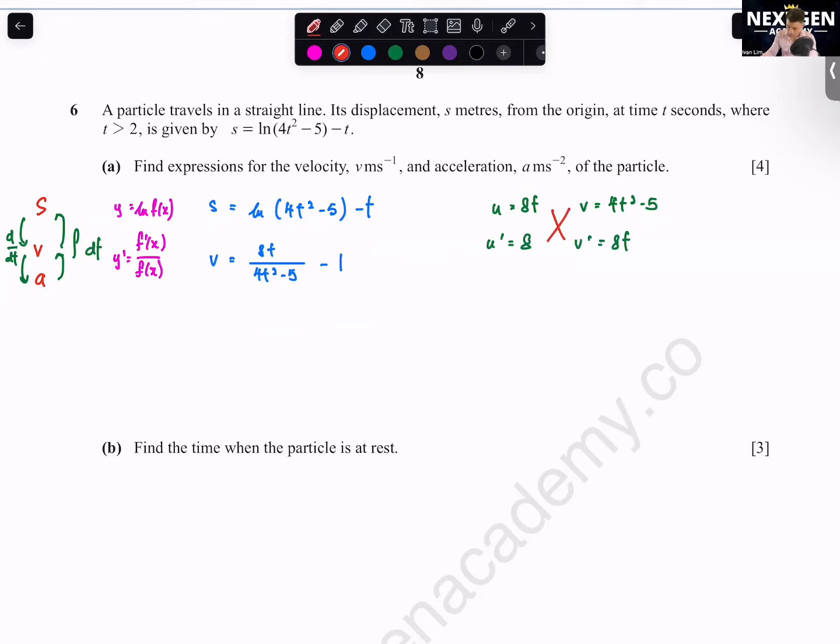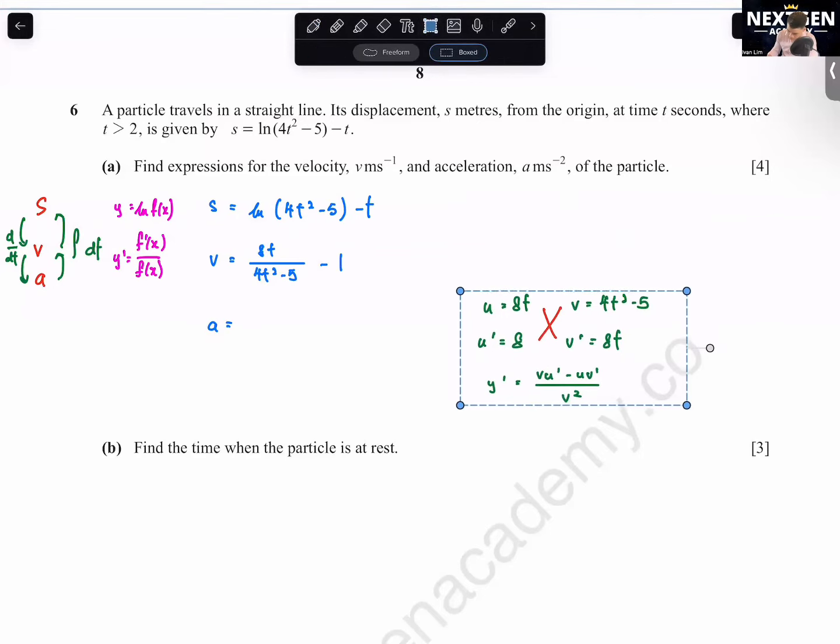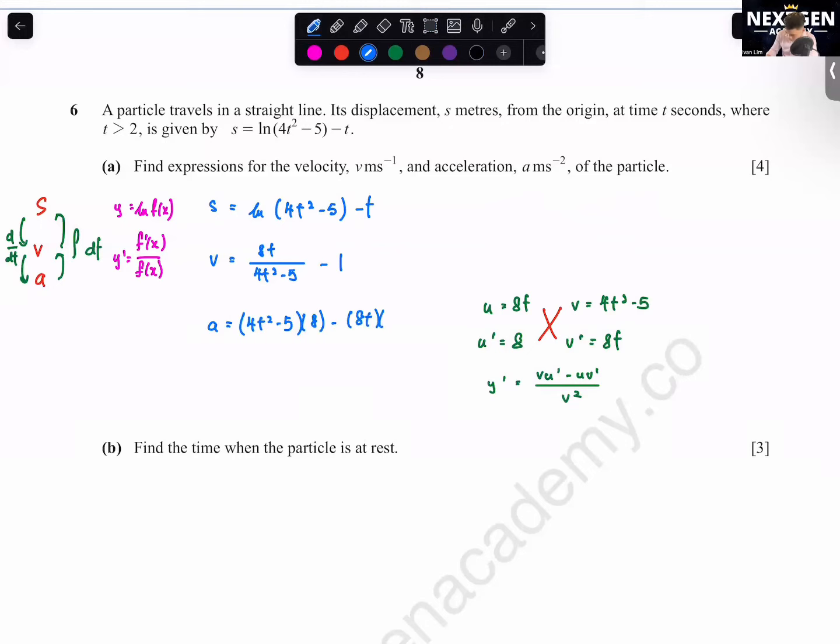Okay, what's the formula that we are going to use? dy, the y prime is vu prime minus uv prime over v squared. Okay, I will write down the a here. So a will be v u prime, 4t squared minus 5 times 8, minus 8t times 8t, over v squared, 4t squared minus 5 squared.